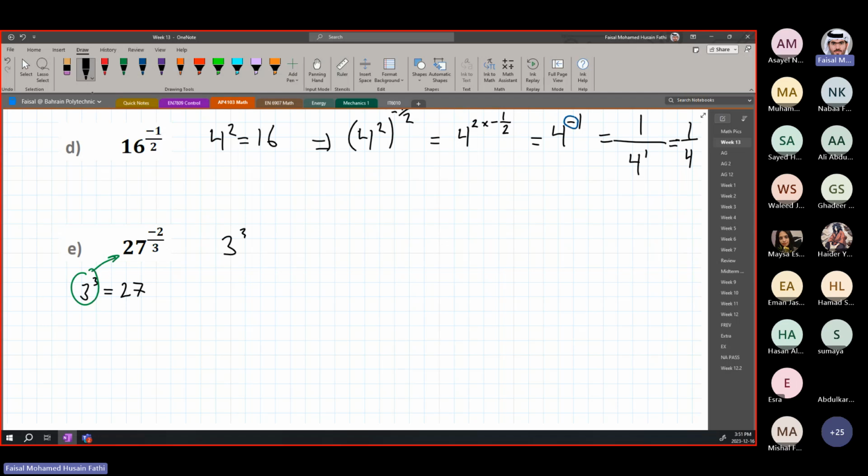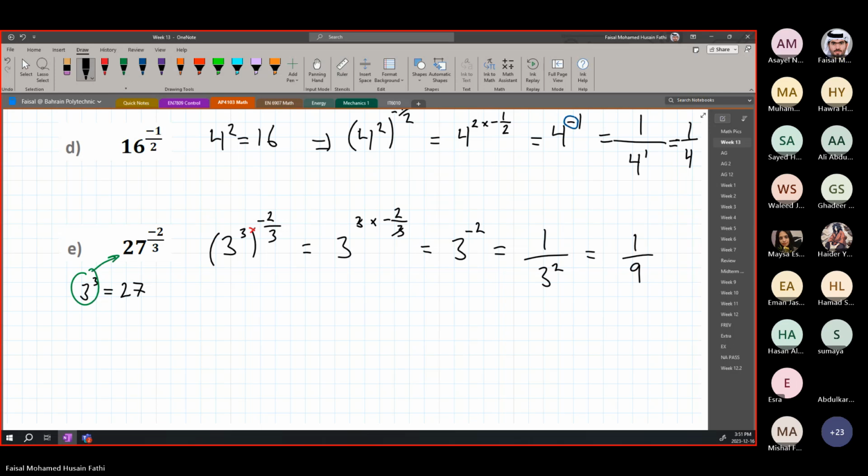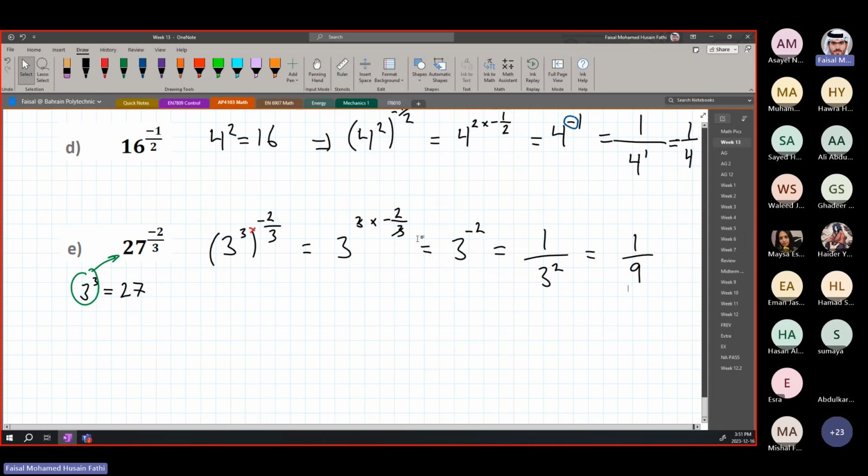If we substitute this, 3 to the power of 3, to the power of minus 2 over 3. You have to multiply here. So it's going to be 3 to the power of 3 times minus 2 over 3. This and this will cancel. So this is equal to 3 to the power of minus 2, which is equal to 1 over 3 to the power of 2, which is equal to 1 over 9. Okay? Any questions about these concepts so far? Anything not clear in how I got to the final answer from any of these?